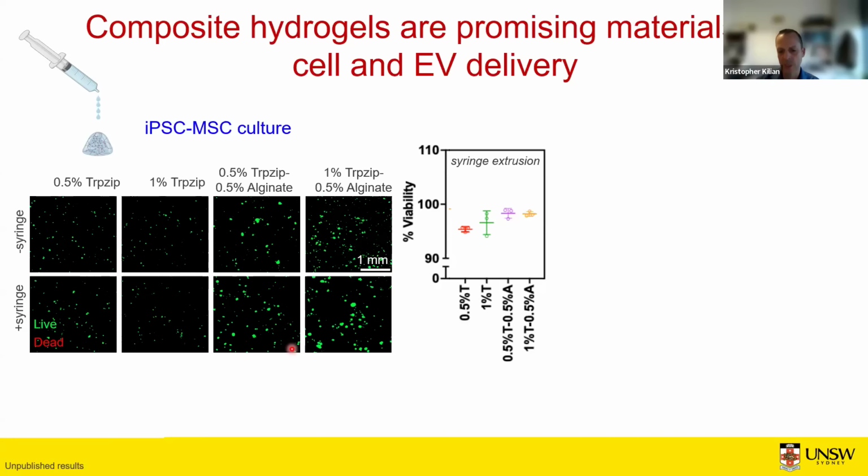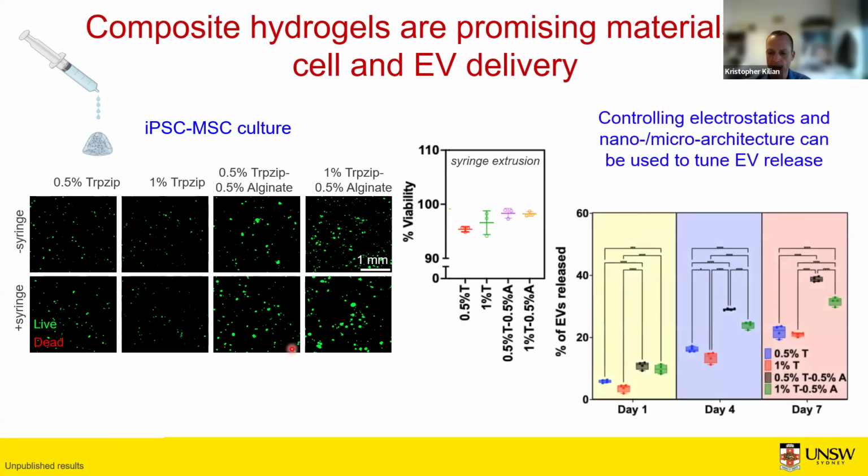Radesh is also very interested in delivery of these things, and he wanted to look at extracellular vesicles released from the iPS MSCs. And so he quantified the fraction of EVs that are released into the media from the Trpzip material. And the idea here is that if we can take these Trpzip alginate blends, you might be able to use them as a bandage for wound healing where they would release extracellular vesicles that would be therapeutic.